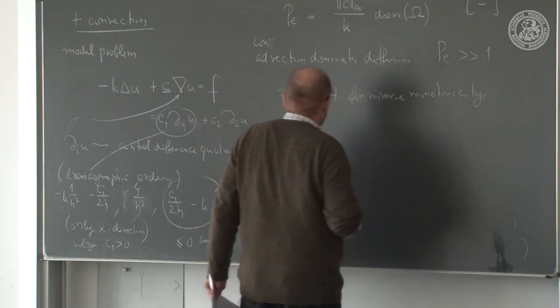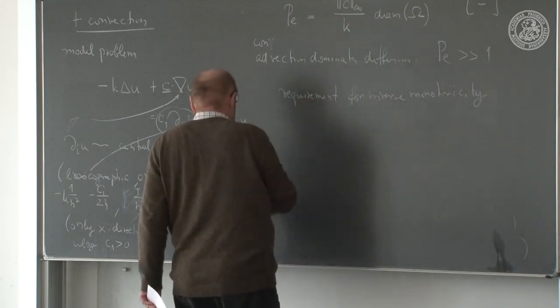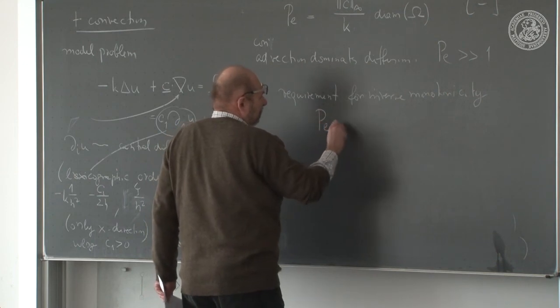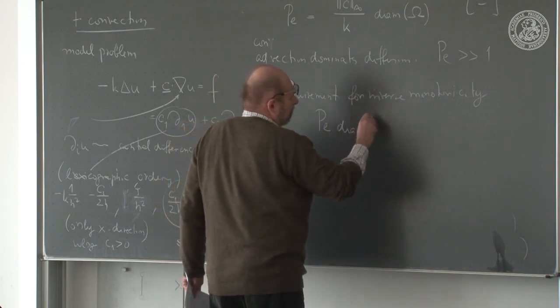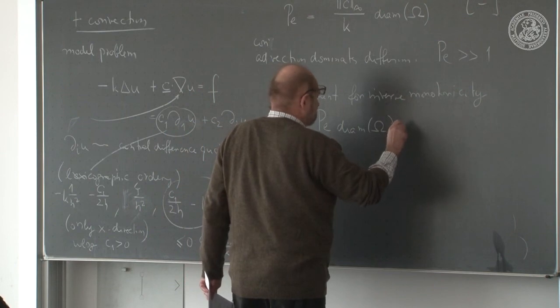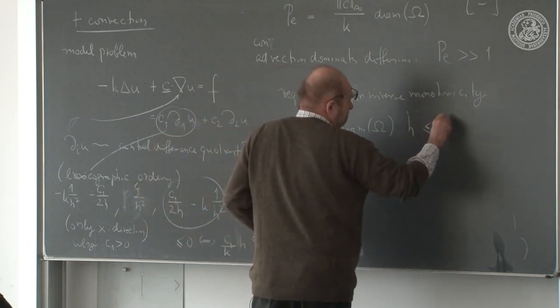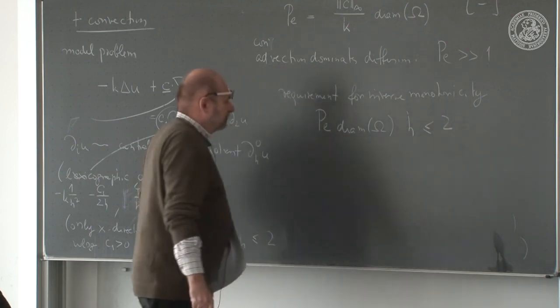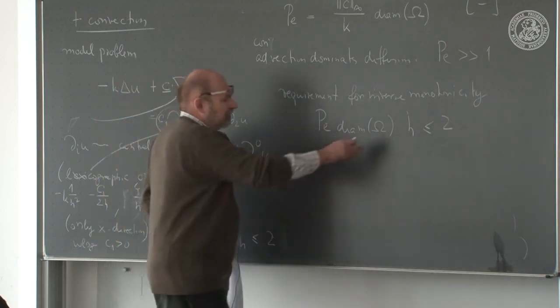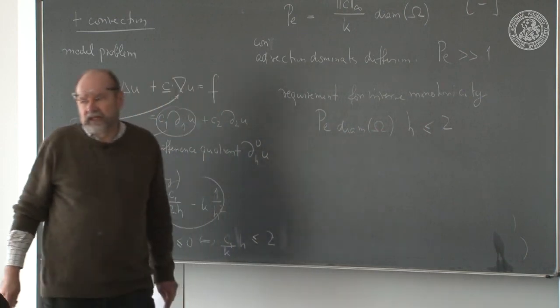Monotonicity would be, if I take this and this, the Peclet number times the diameter of the domain times h is less or equal to 2. So that really means a strong smallness requirement on the h.